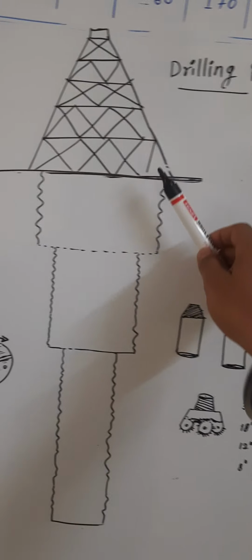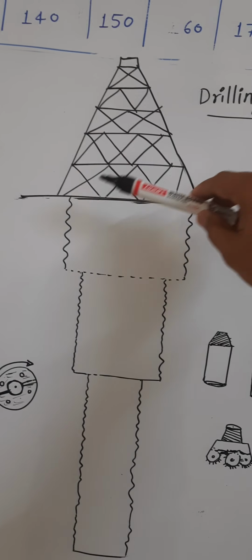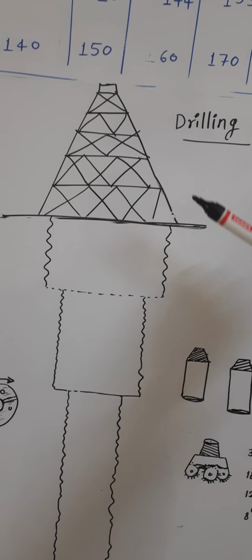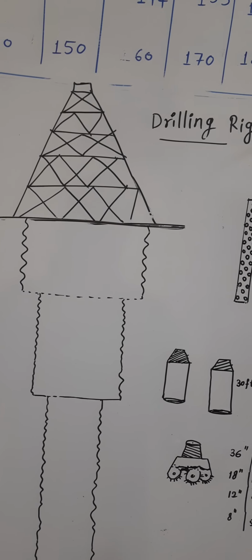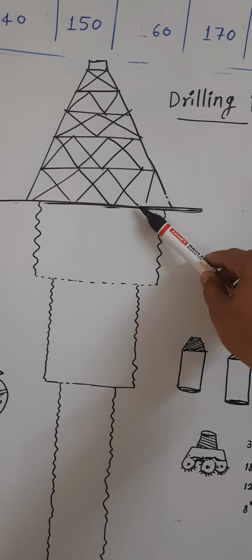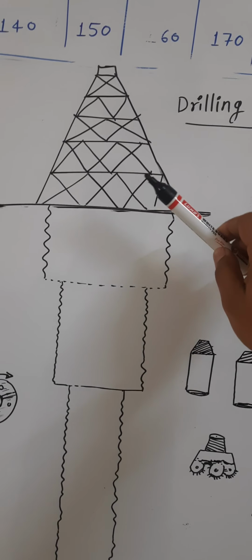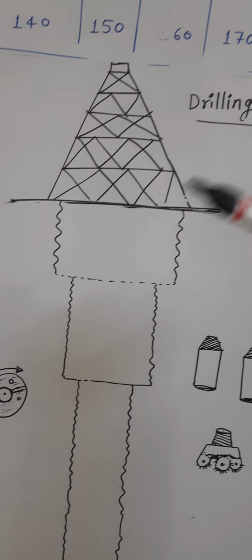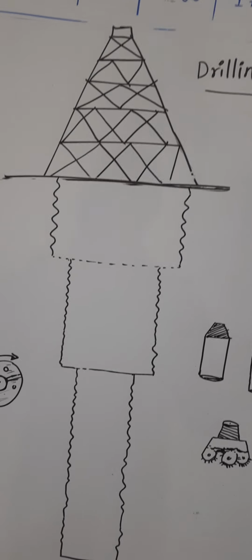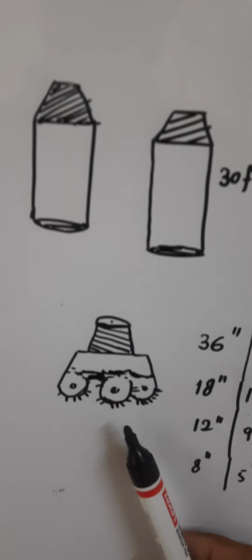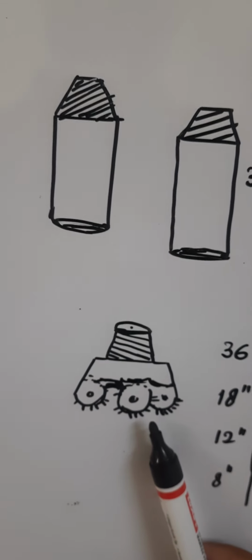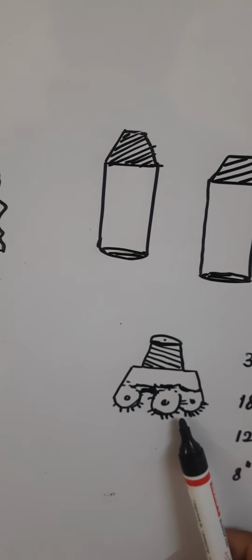So this is called the rig, and this structure is called the mast, which has various equipment. First of all, as I told in a previous video, when we start drilling, we call it spudding a well. So we need a cutter, which we call a drilling bit, like this. This cutter is of various sizes.